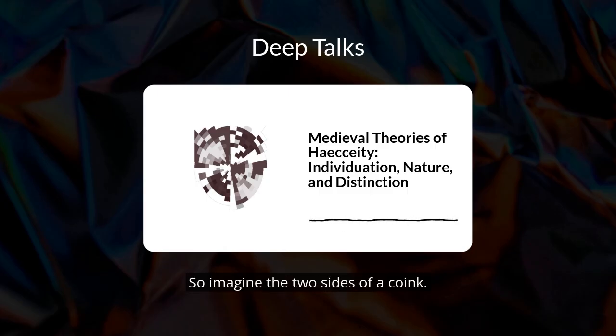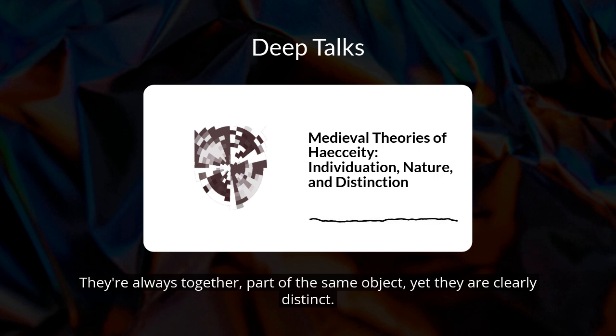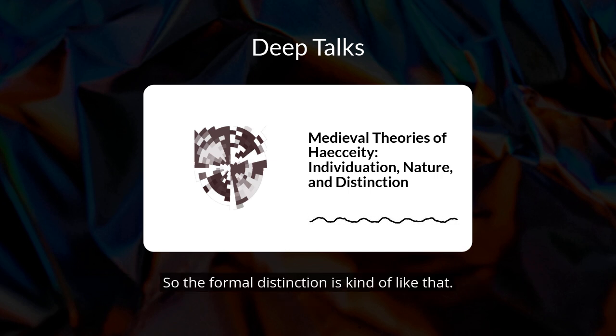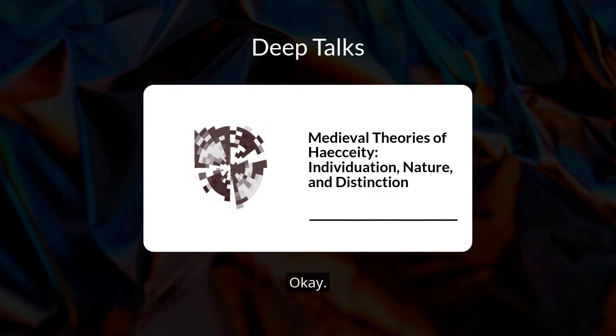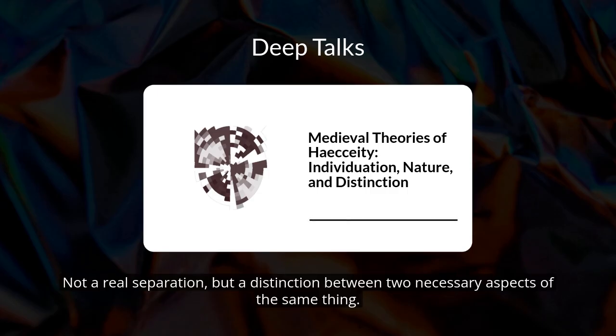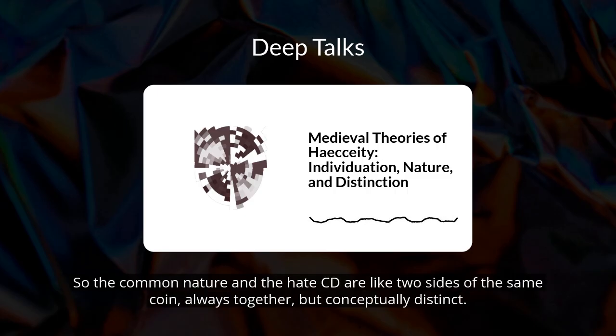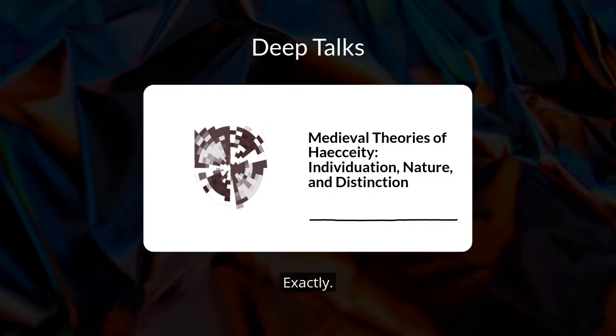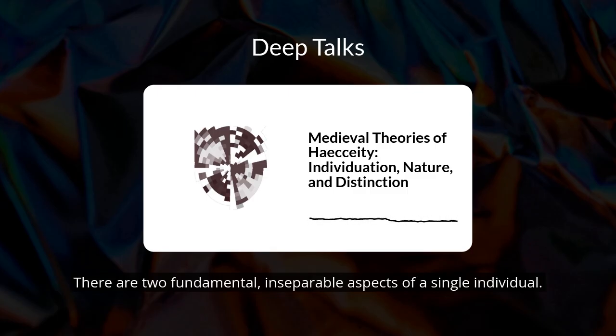So imagine the two sides of a coin. They're always together, part of the same object, yet they are clearly distinct. So the formal distinction is kind of like that. Not a real separation, but a distinction between two necessary aspects of the same thing. So the common nature and the Haecceity are like two sides of the same coin. Always together, but conceptually distinct. Exactly. They are two fundamental, inseparable aspects of a single individual.